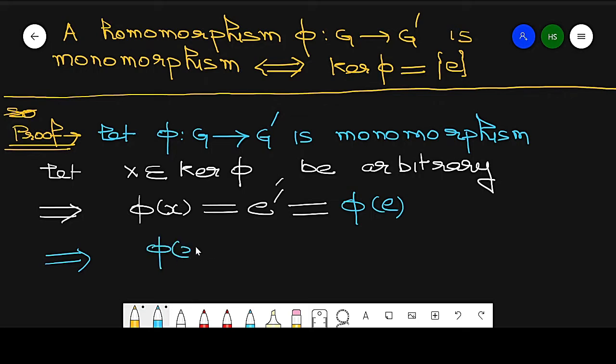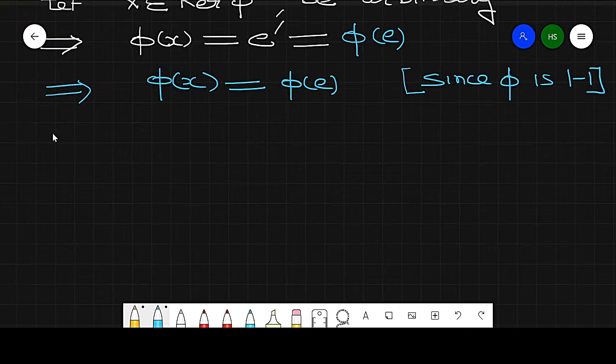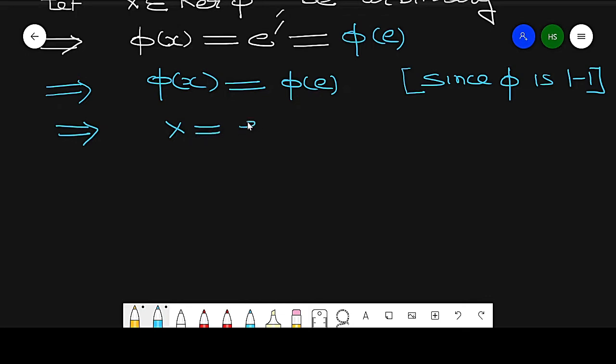So phi X is equal to phi of E. Now again, since phi is one-one, phi X equal to phi E implies X equals identity. So any element from the kernel of phi is the identity. So it means kernel of phi consists of only one element, which is called the identity.